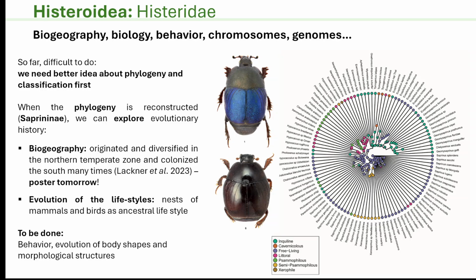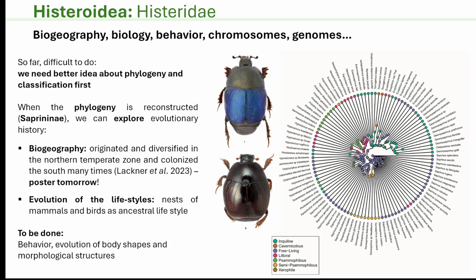For more advanced evolutionary studies, it's so far difficult to do because we still don't have enough data about phylogeny. We need a much better idea about the phylogeny and classification first. So it was only possible to do some first attempts in the Saprinines, for which the data are available. For Saprinines, which Tomáš did, it looks like they originated in the northern temperate zone and colonized the southern hemisphere several times. Based on ancestral state reconstructions, the ancestral habitat of the ancestor of Saprinines was supposedly the nests of mammals and birds.